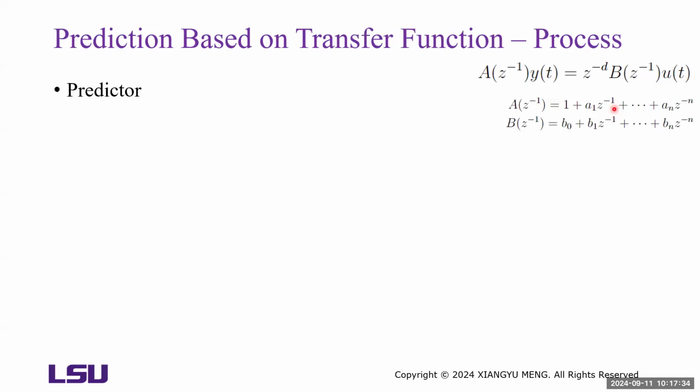Then on the left-hand side, we have y(t) plus, this is the first term, then a1 y(t-1), until an y(t-n).